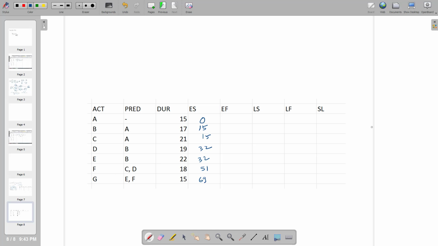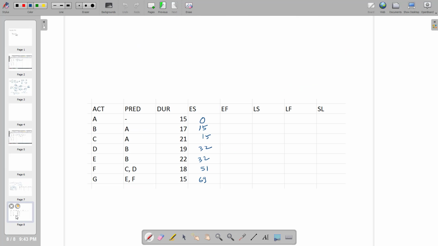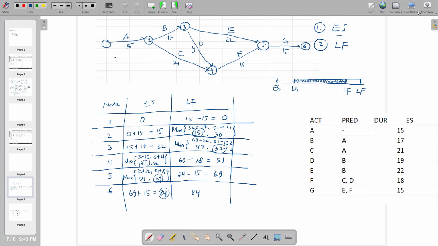We also have the data for the late finish. For the late finish, we look at the end node, so we start backward this time. For the late finish of activity G, for example, activity G ends on node number 6, so it will be 84. Activity F ends on node number 5, which is 69.